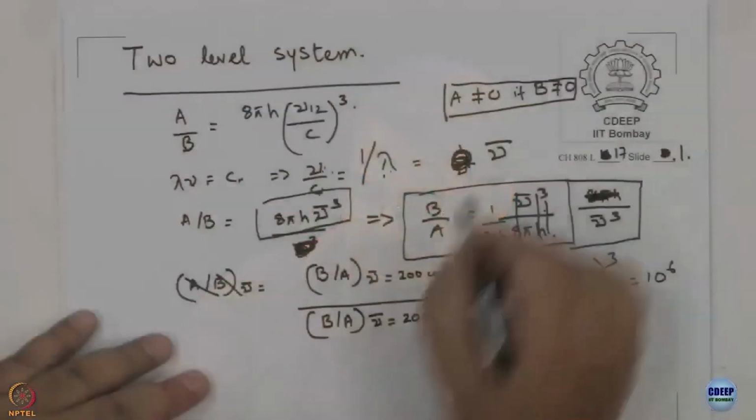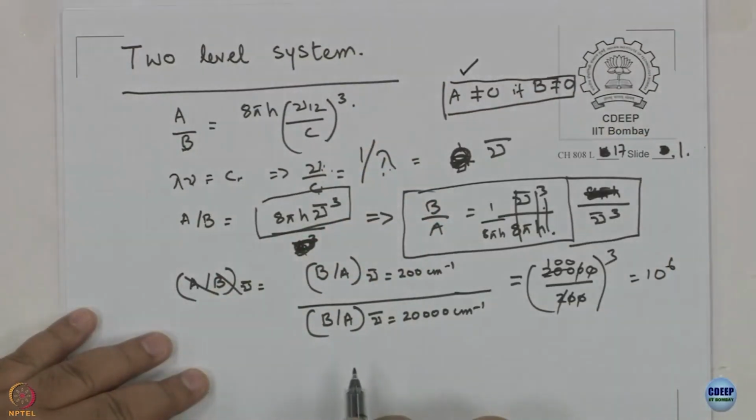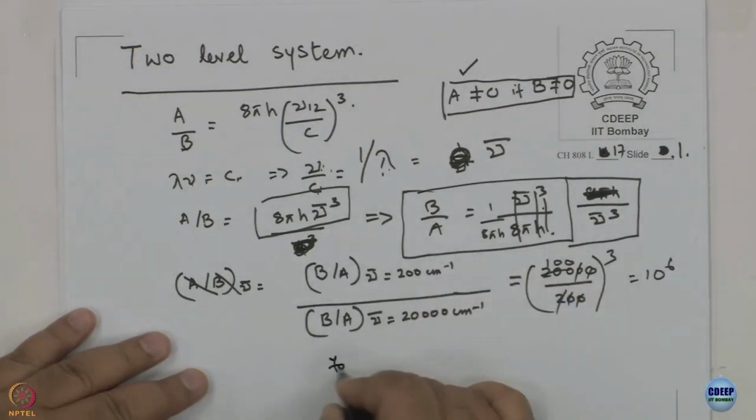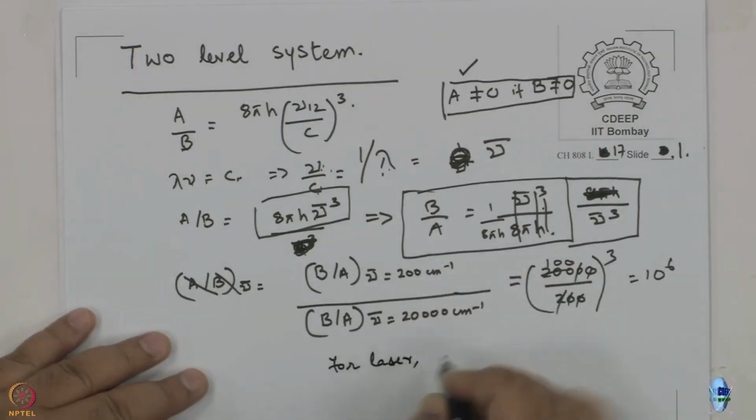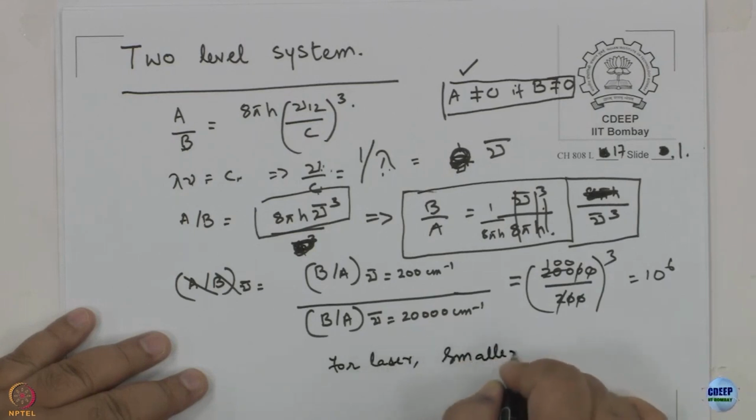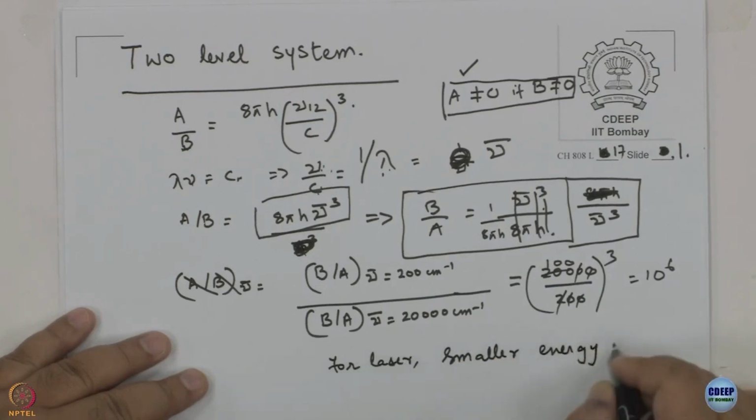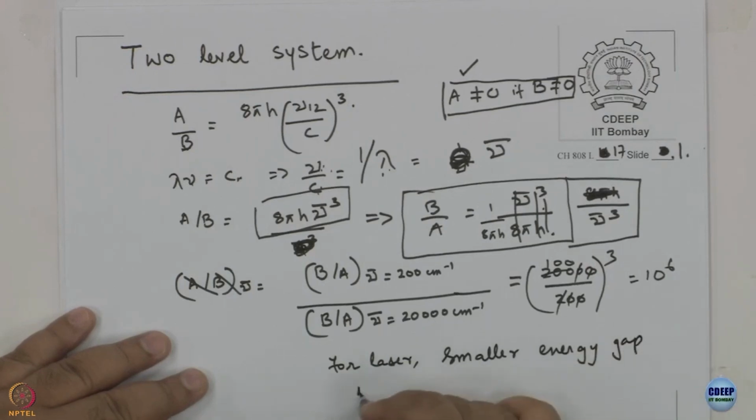Okay. If you just want to work out the value of A, value of B, it might be a little confusing. So, B by A ratio is something that allows us to understand what exactly is the situation, right. Are we clear? So, the take home message here is, first of all, A is never equal to 0. Second one is, for laser, smaller energy gap is easier. So, this discussion of two level system has actually given us some very important information.